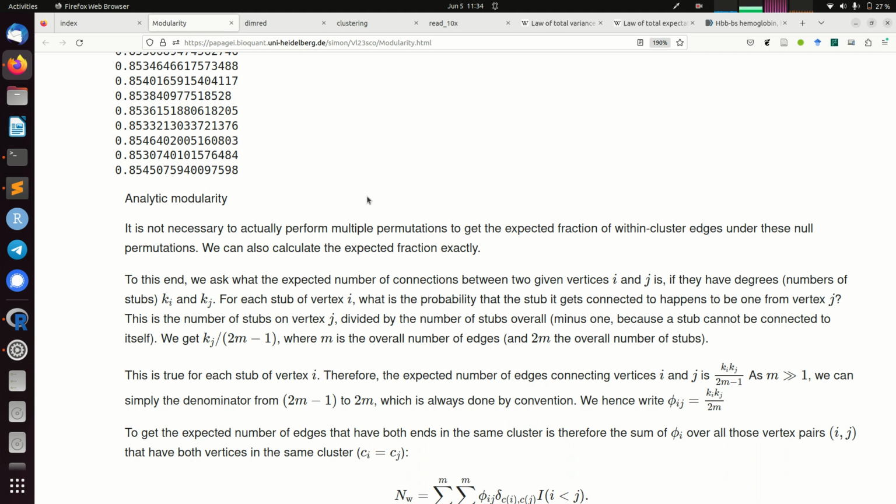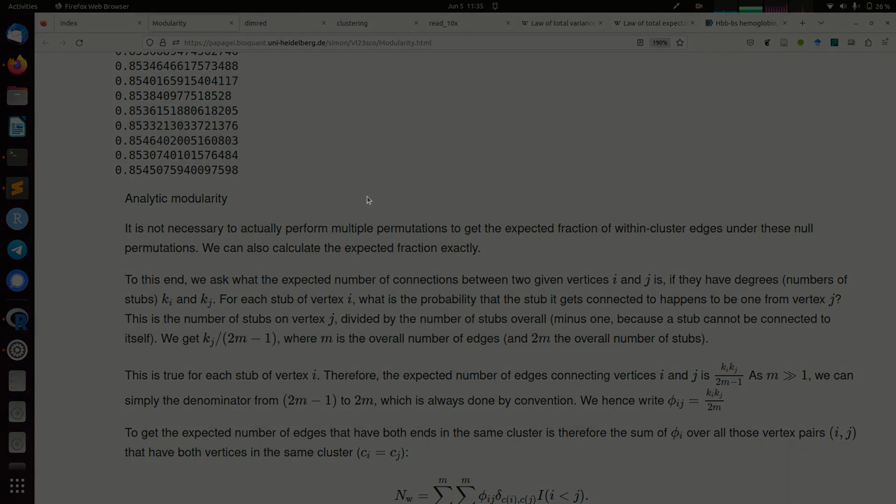So, the expected number of within cluster edges. We take a double sum, i, j, and say c_i is g_a. So this here is a sum over all pairs of vertices that are in the same cluster. And for this, we sum up this stuff here. Where is it? k_i k_j over 2m.